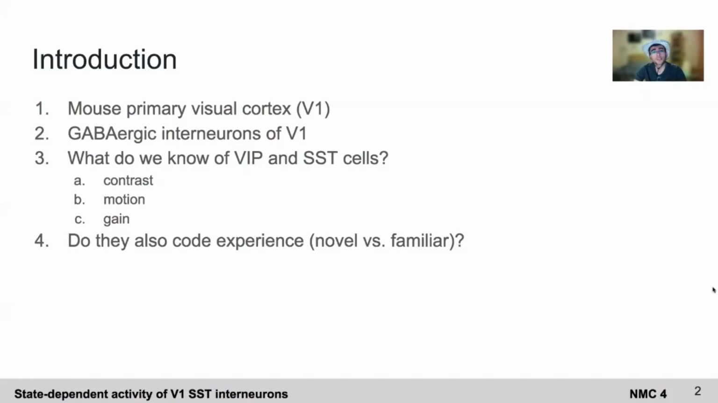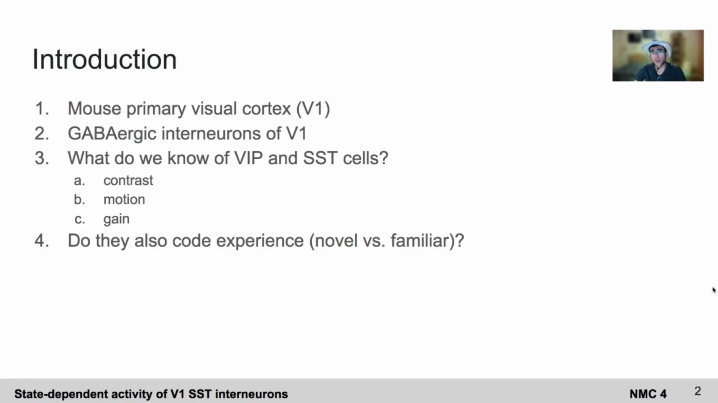We know interneurons in the mouse primary visual cortex, or V1, are responsible mainly for gain modulation and tuning to different features. What we are interested in are two subtypes of GABAergic interneurons in V1, which are somatostatin-expressing interneurons, or SST cells, and vasoactive intestinal peptide-expressing interneurons, which are VIP cells.